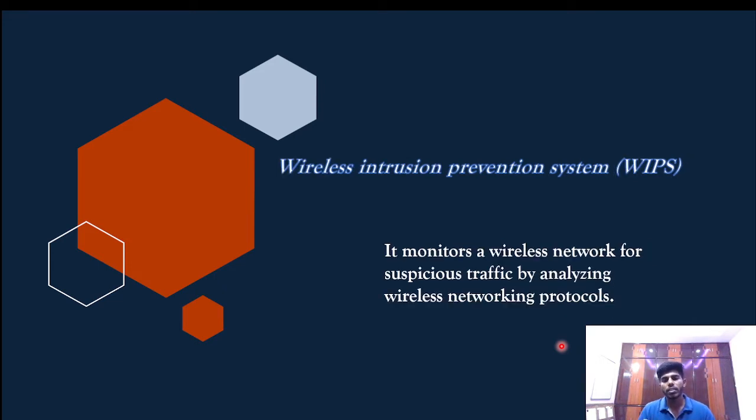And here is the wireless intrusion prevention systems. Actually, wireless is the same as network-based. It monitors the wireless network for suspicious traffic by analyzing wireless networking protocols. The difference is that in wireless, it checks the entire network under the rules and protocols of the wireless network protocols.